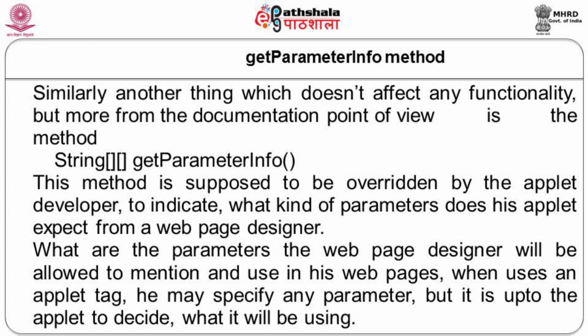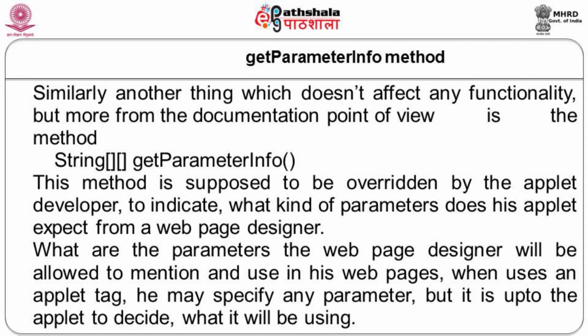Similarly, another thing which doesn't affect any functionality but is more from the documentation point of view is the method called GetParameterInfo. The method GetParameterInfo in the applet class is supposed to be overridden by the applet developer to indicate what kind of parameters his applet expects from a web page designer. What are the parameters which the web page designer will be allowed to mention and use in his web pages when he writes the applet tag.